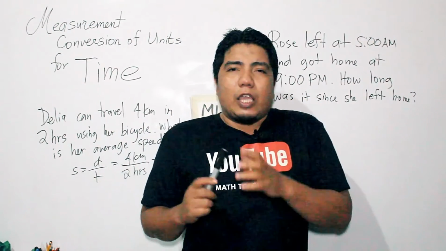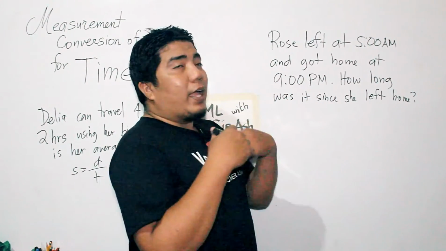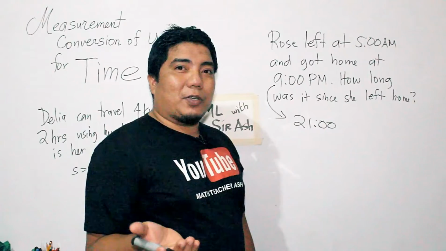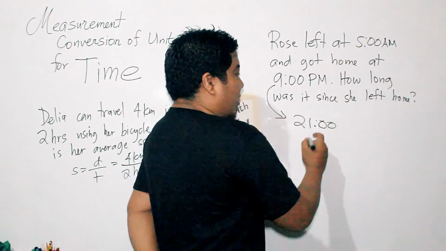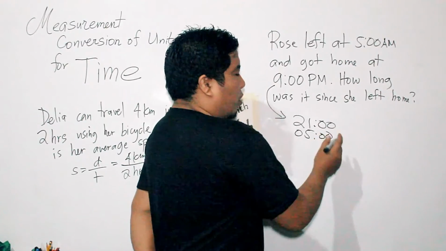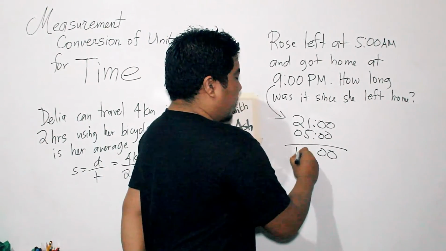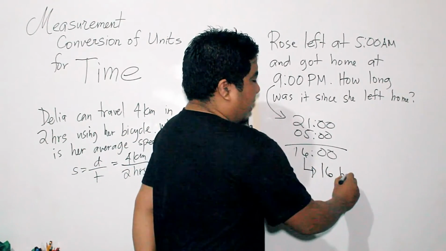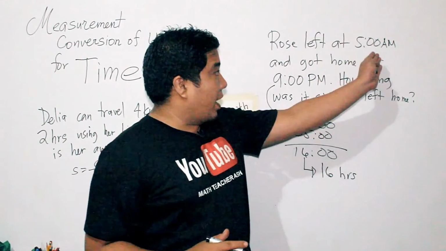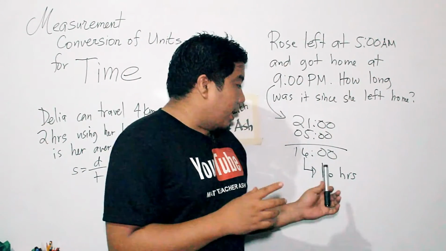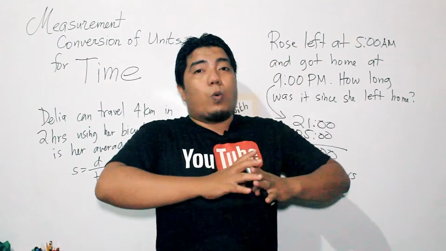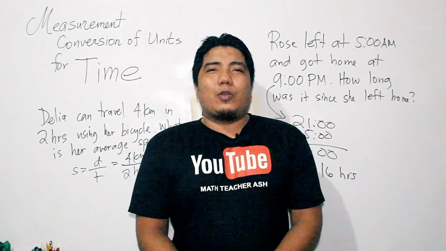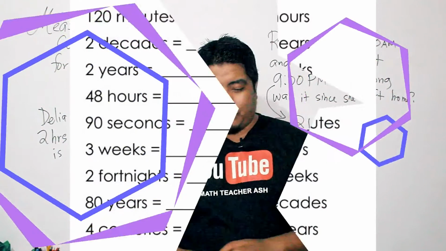PM. However, if you use the 24-hour format, this 9 p.m. is converted to 2100, or 21 o'clock. So, if you just subtract the 5 o'clock to the 21 o'clock, that will give you 16 hours. So, therefore, the final answer is 16 hours between 5 a.m. to 9 p.m. So, that is the number of hours Rose was out of her home. Easy, right? So, now let us go whether you have understood this topic, and here it is.